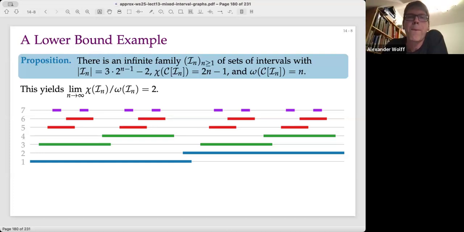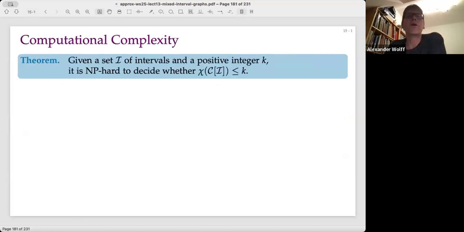Okay. So it means that no algorithm that is based on the clique number can really be better than our algorithm. Okay, and we also managed to show that the problem is NP-hard.